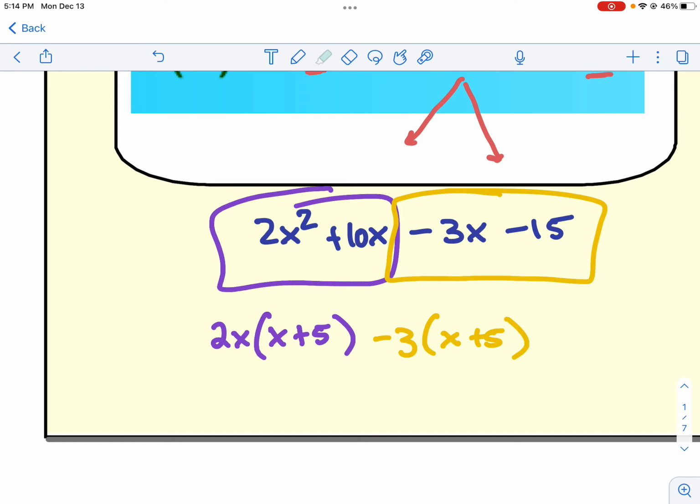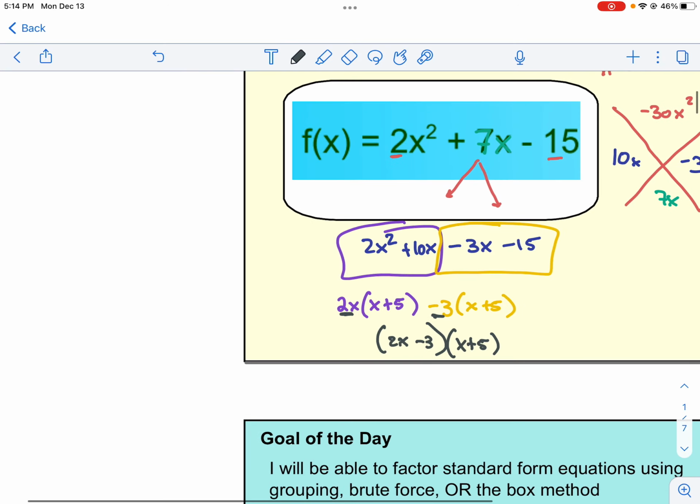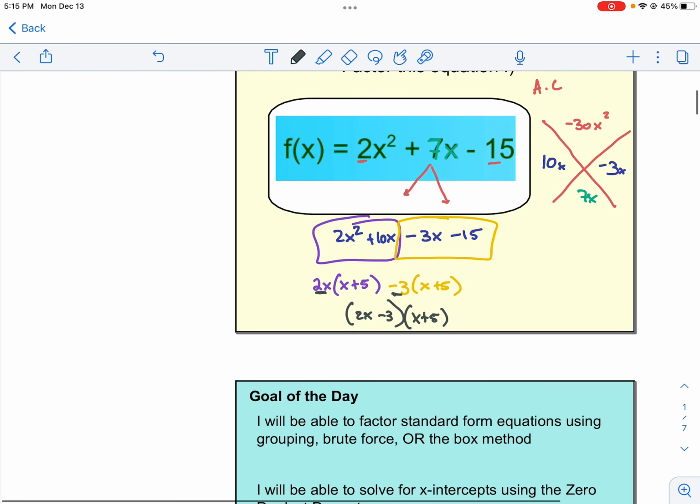At this point, it's really important that you stop and notice that these 2 leftover terms should be the exact same, right? They're both x plus 5, so we are good to go. So one of your parentheses is that left over x plus 5. And your other parenthesis would be 2x minus 3. So 2x squared plus 7x minus 15 would factor into 2x minus 3 and x plus 5. If you have any questions on this process, again, please ask Mr. Server or please bring questions to class tomorrow.